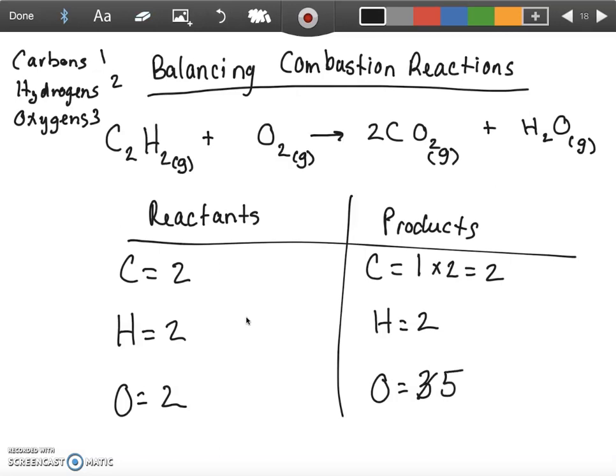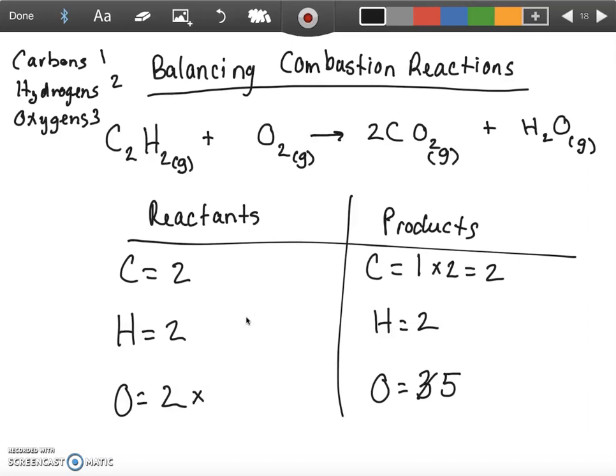Okay. Next is to balance the hydrogens. Okay, well, the hydrogens are already balanced, so now let's move on to the oxygens. Okay, I have 5 on the products, 2 on the reactants, so I need to add to this side. Now, ladies and gents, you cannot very easily make 2 into a 5, okay? But we can multiply by a coefficient that will produce 5 on that side, okay?